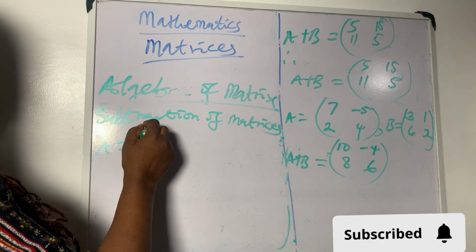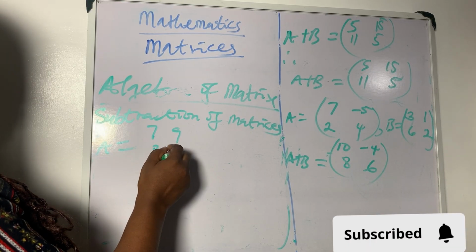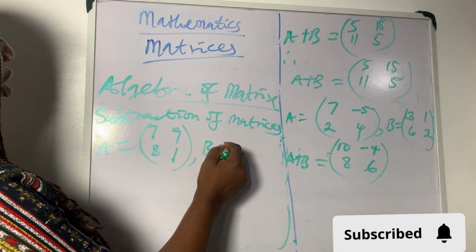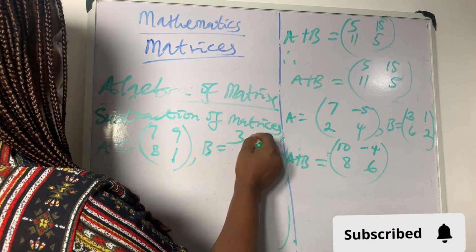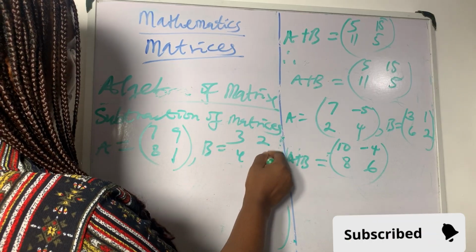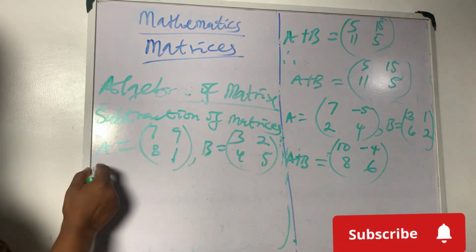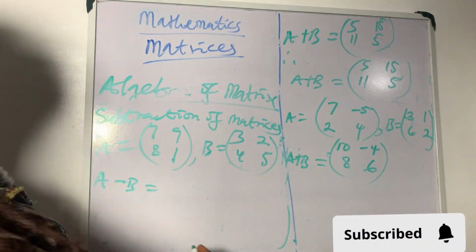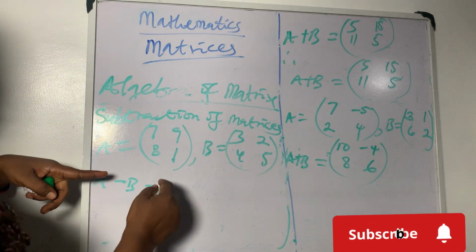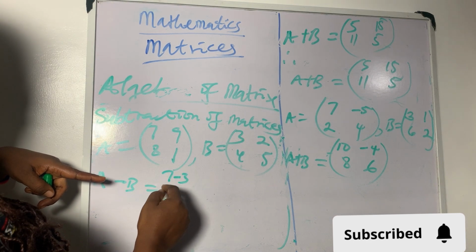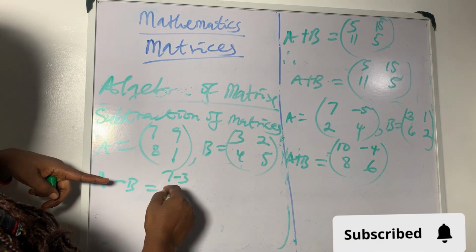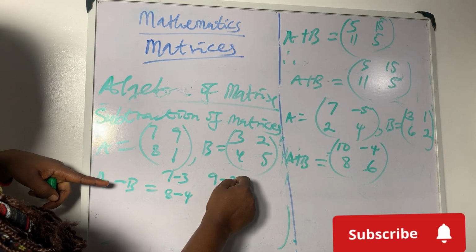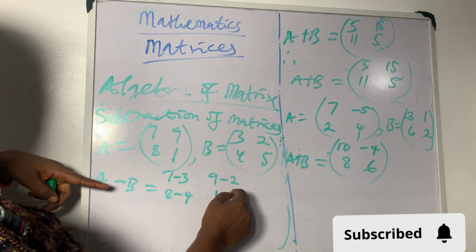Giving A to be 7, 9, 8, and 1. This is first matrix. And B equal to 3, 2, 4, and 5. Now, A minus B is simply, just as we did in matrix addition, 7 minus 3, 8 minus 4, 9 minus 2, 1 minus 5.